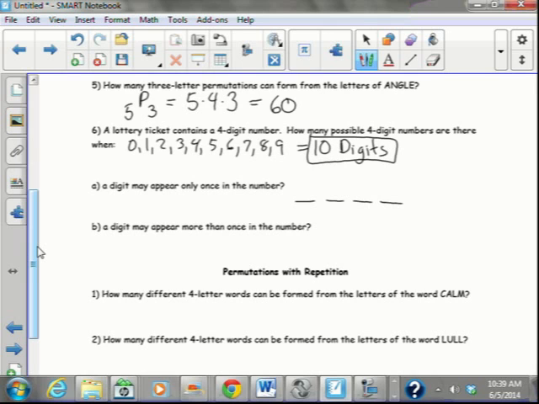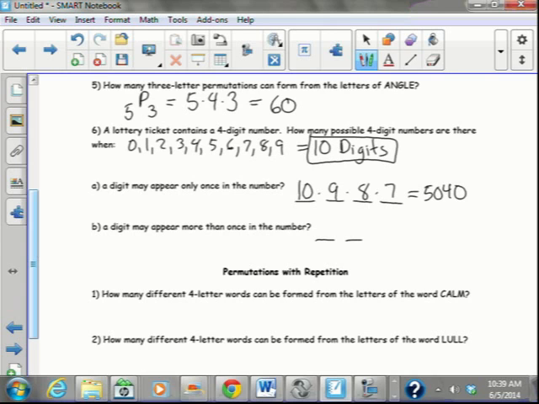A digit may appear only once in the number. So how many options do you have for the first number? Well, you have 10, but you can't repeat. So now you've already used one, so you have 9 options, then 8 options, and then 7 options. When we multiply those together, we get 10 times 9 times 8 times 7, which is 5,040.